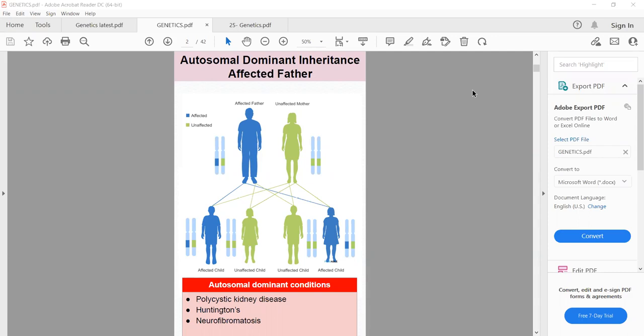So today we are going to start genetics. In genetics, first of all, we are going to discuss different patterns of inheritance in different types of genetic diseases. So first of all, we will discuss how autosomal dominant diseases can be inherited.